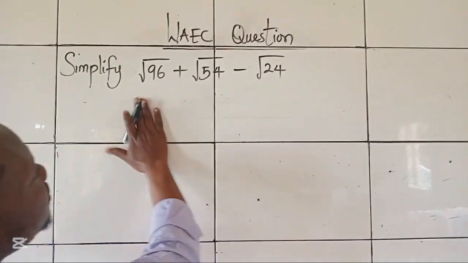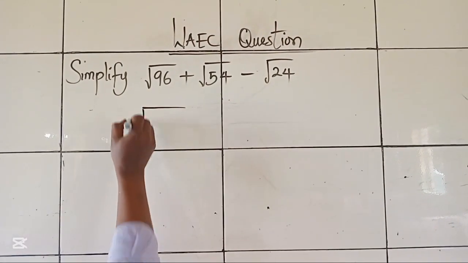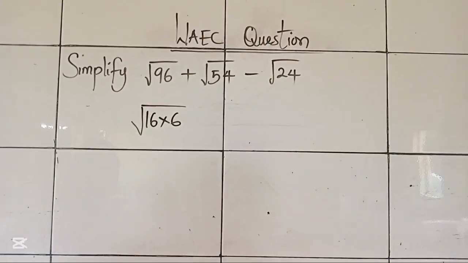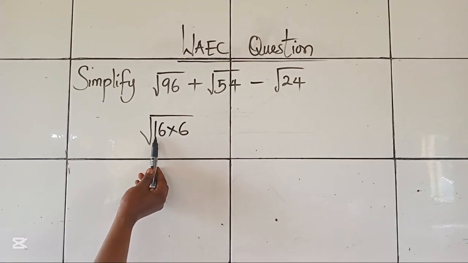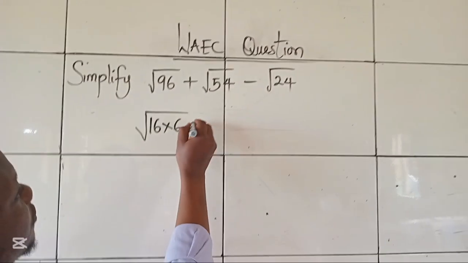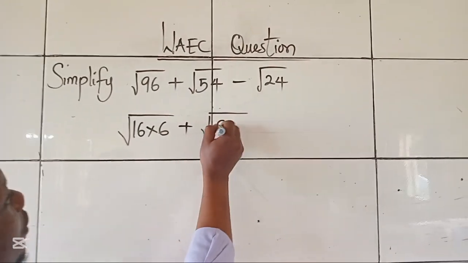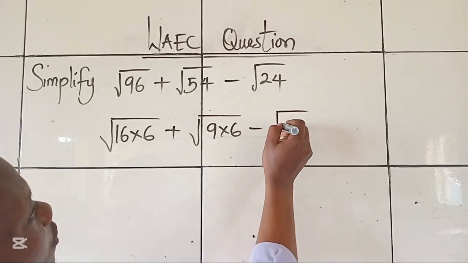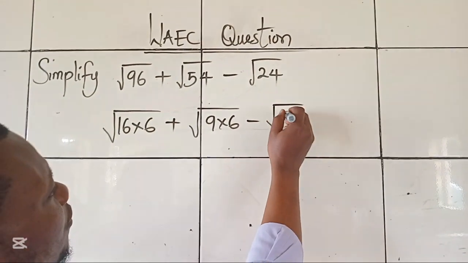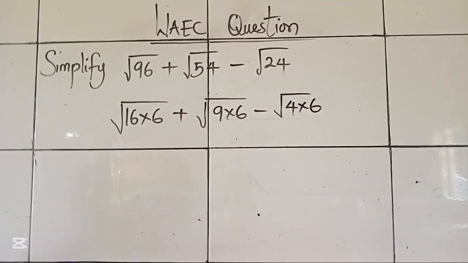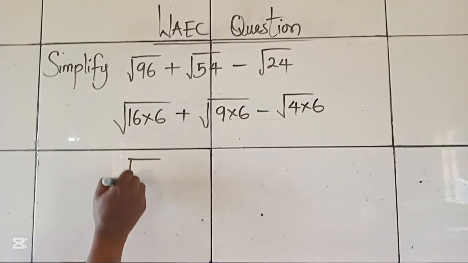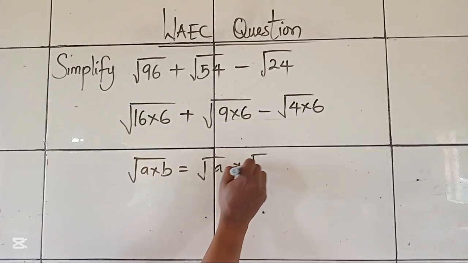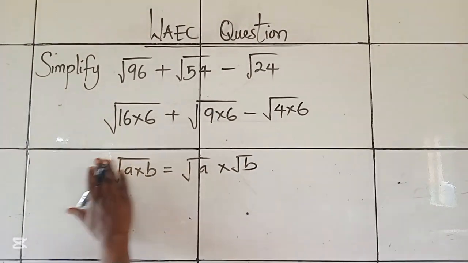So to be able to solve this, I'm going to break this 96 down to square root of 16 times 6. 16 is a perfect square, but 6 is not. Plus, this 54 will be square root of 9 times 6. And square root of 24 will be square root of 4 times 6. So in the rule of surds, when you have square root of a times b, it can be written as square root of a multiplied by square root of b. That's what I'm going to apply here.